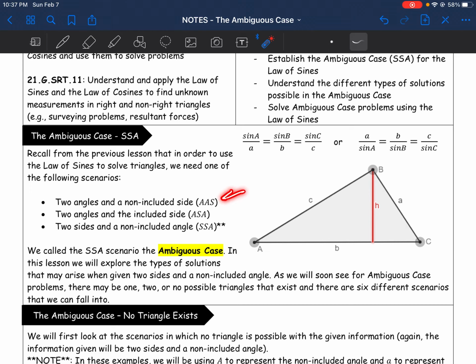One was angle, angle, side, so we had to be given a triangle with two angles and a non-included side. Another scenario where we could use the law of sines was angle, side, angle, where we had two angles and the included side. And the third scenario, which we didn't work with much last time, is what we call the ambiguous case, where you're given two sides and a non-included angle. The reason we call this the ambiguous case is because there are a lot of different possibilities that could pop up. We could run into a scenario where there's really only one triangle solution, like normal. You can run into a scenario where no triangle is possible, or you could run into the scenario where two different triangles are possible, two different solutions.